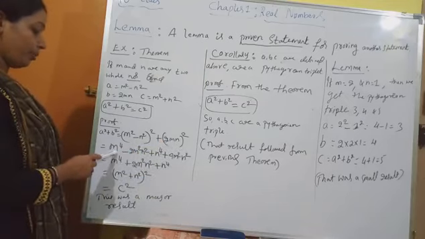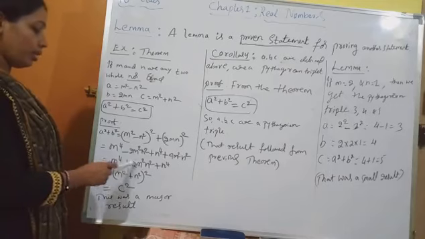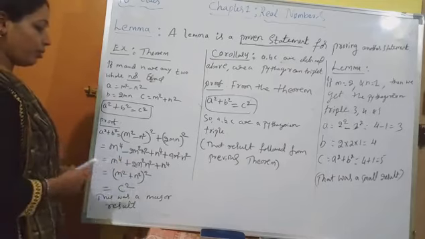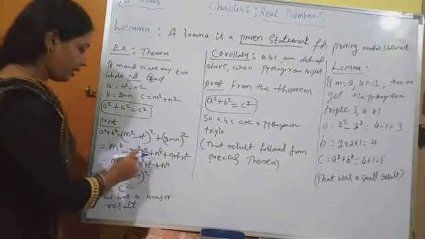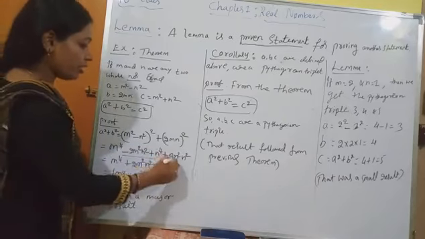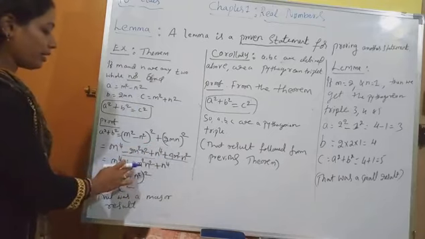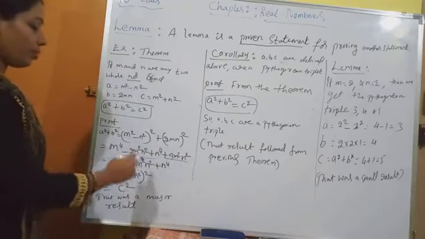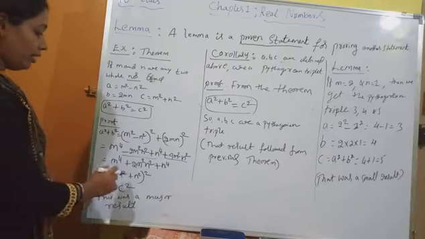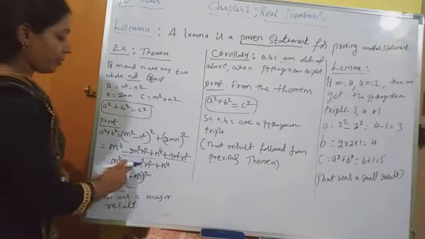Here m to the power 4 plus 2m square n square, because here minus 2m square n square is there, here plus 4m square n square is there. You should subtract 2 from 4, you will get the answer 2m square n square. Finally, it is in the form of a plus b whole square.